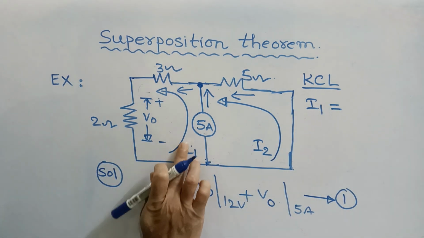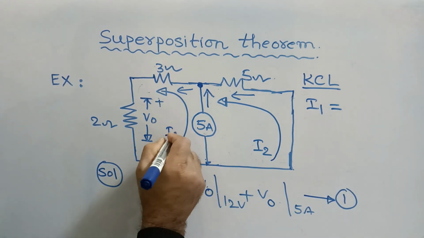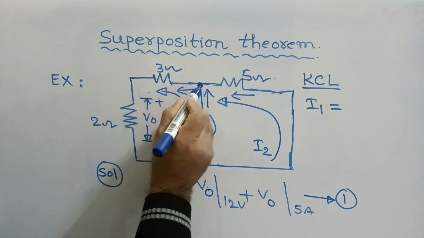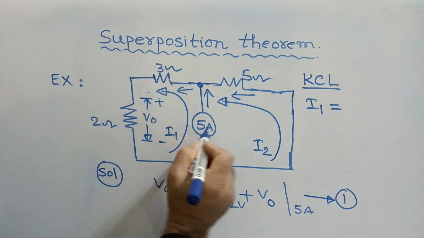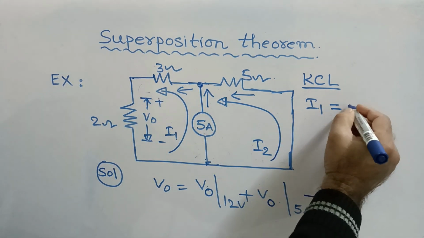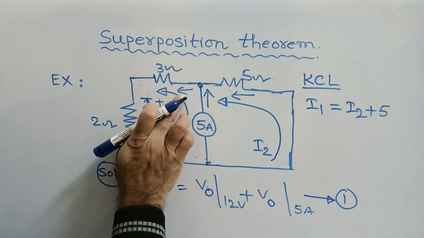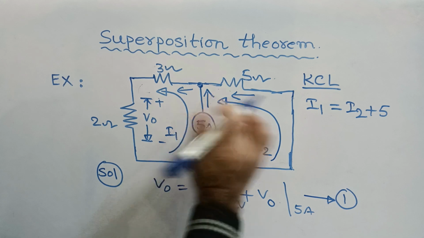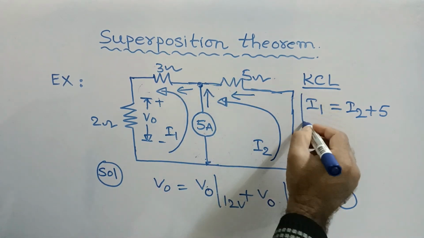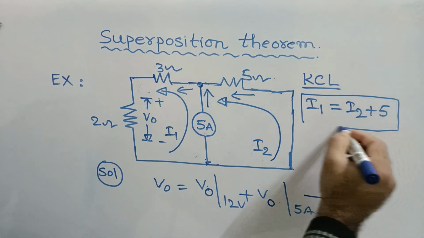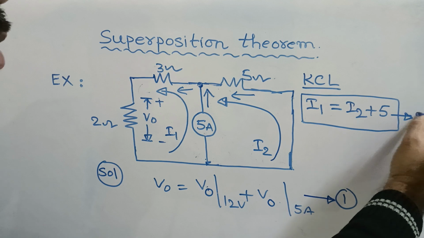So this is I1, therefore it is going out from the node. So my I1 is equal to 5 ampere plus I2, or I2 plus 5. So my I1 is equal to I2 plus 5 at this particular point. Therefore this is the one relation which I can get. This is my second equation.